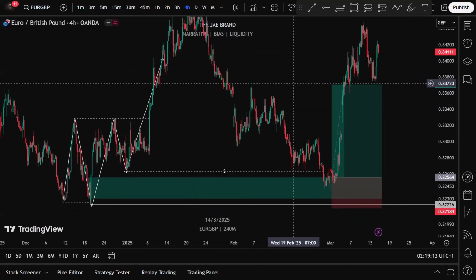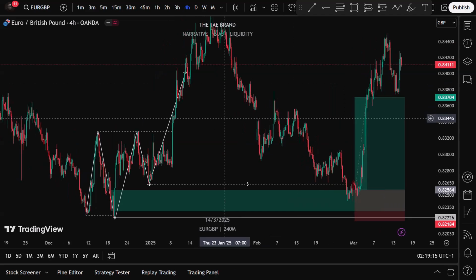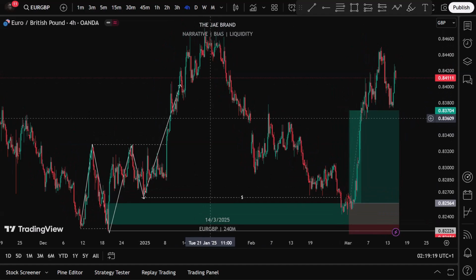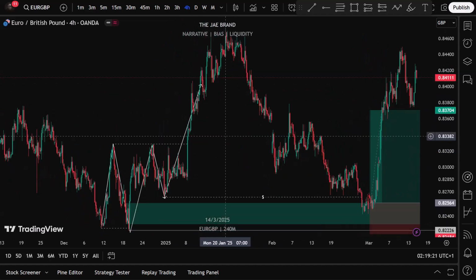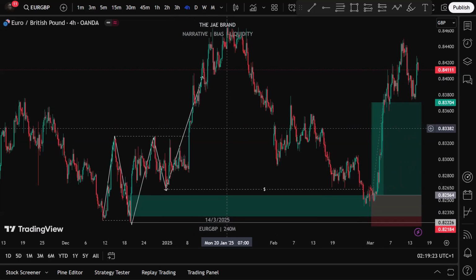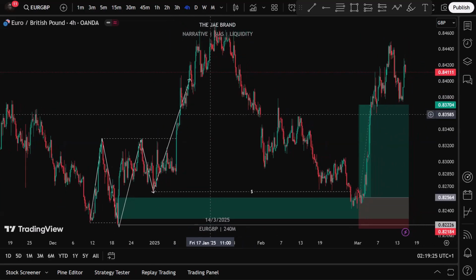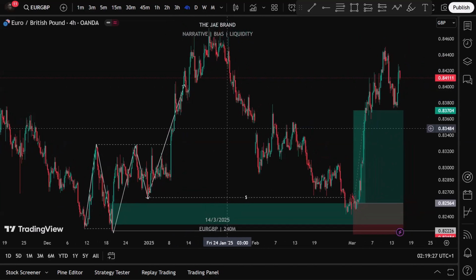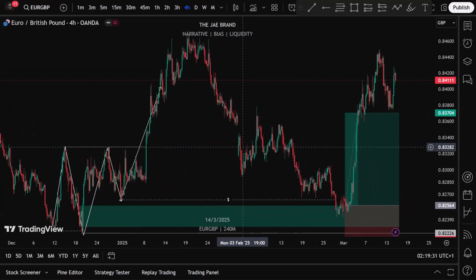So what is your duty as a trader? Your duty is to tell the story and then patiently wait for a retracement. Patiently wait for the correctional phase of the market. Or, like I said before, these are substructures.